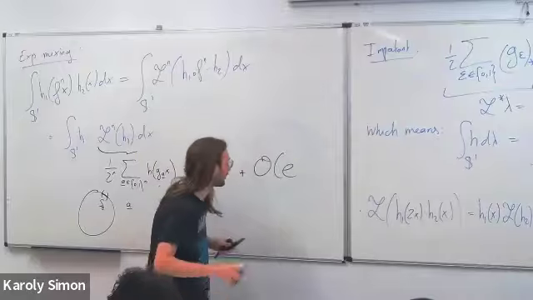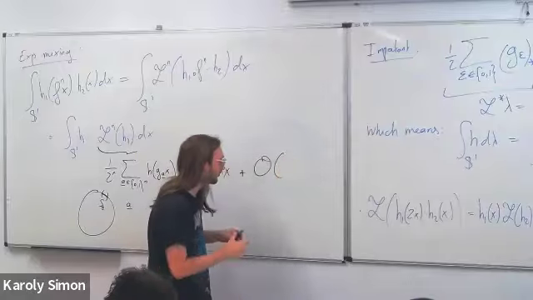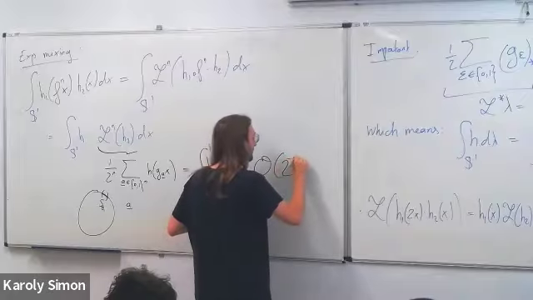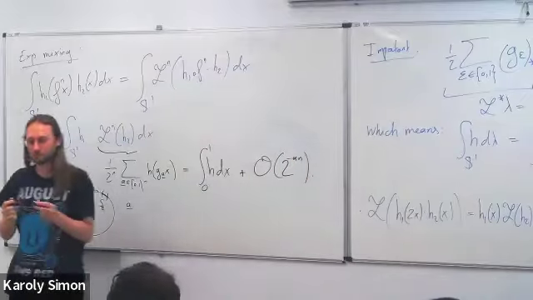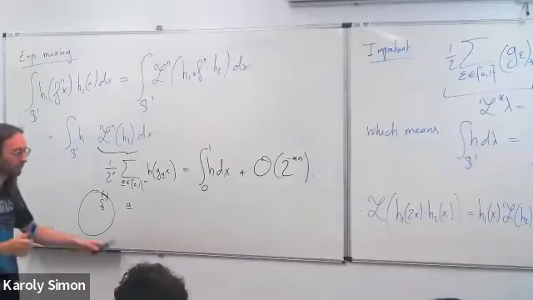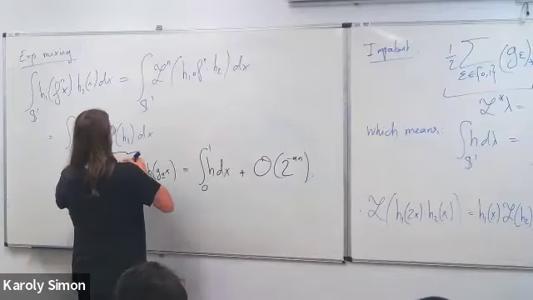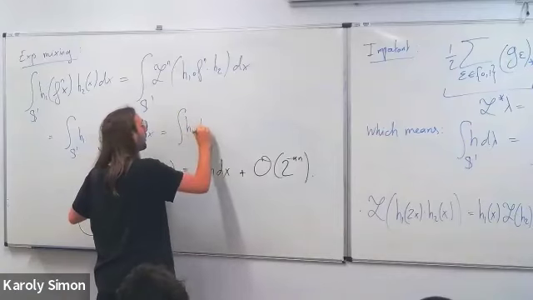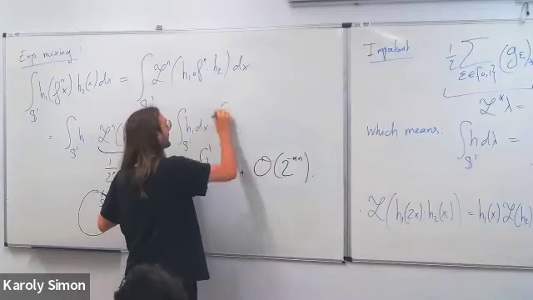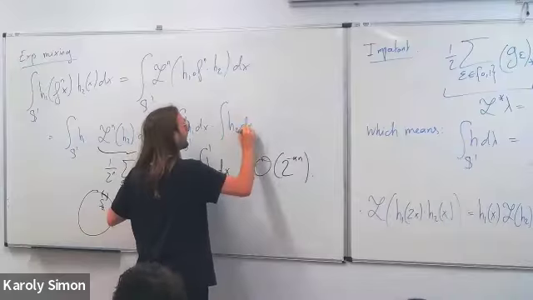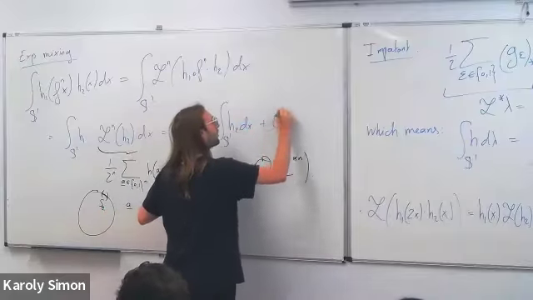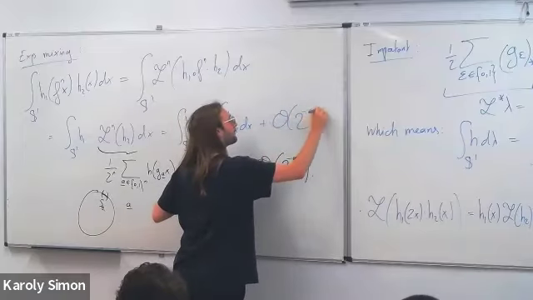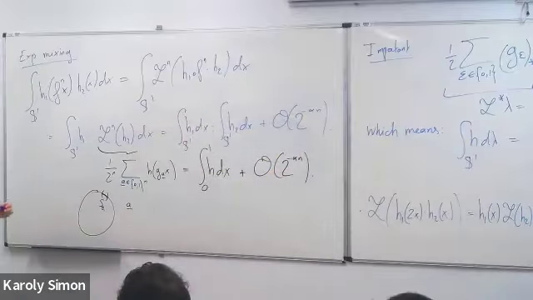So you get 2 to the power of minus alpha n. And then you're done. So very easy. And we are done.